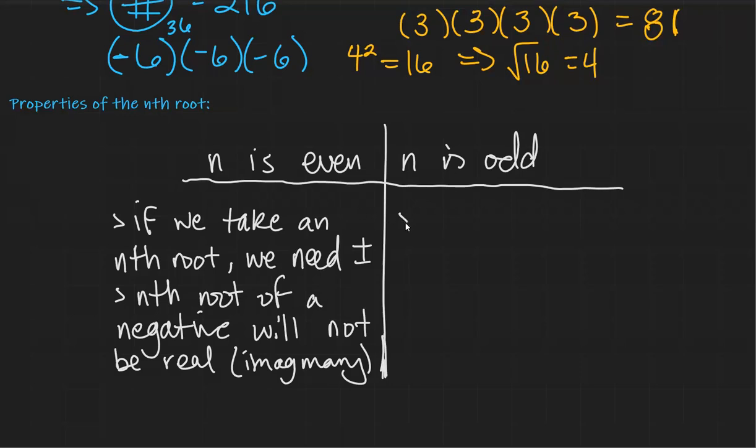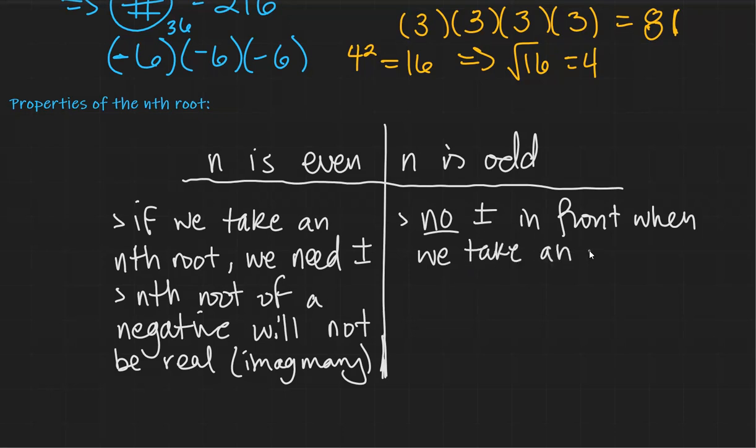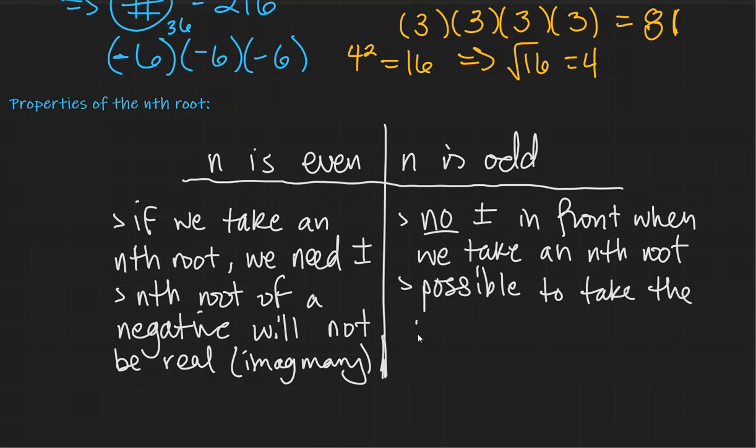Okay, now let's talk about when n is odd. So when n is odd, we never have plus minus in front when we take an nth root. Okay, so when I use the cube root, for example, in an equation, I don't get plus minus. And then it's possible to take the nth root of a negative number, as we saw with example 1, part A. Okay, negative number.